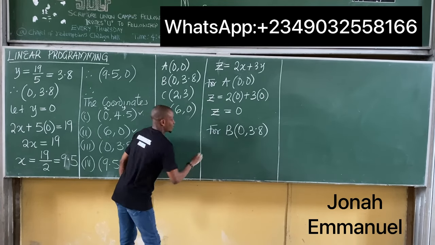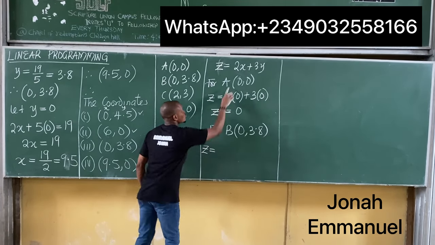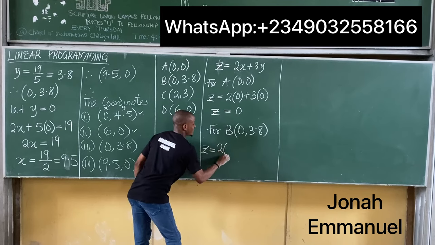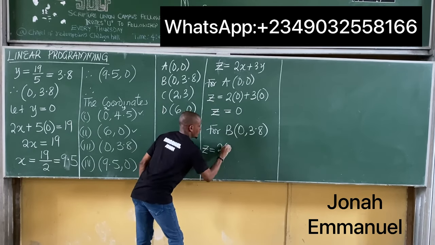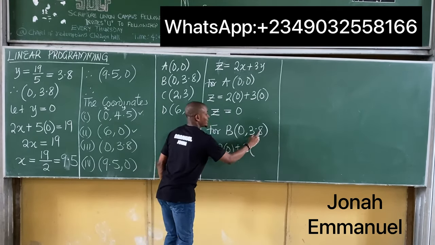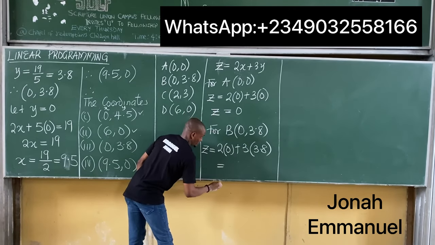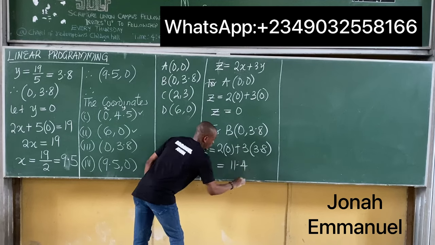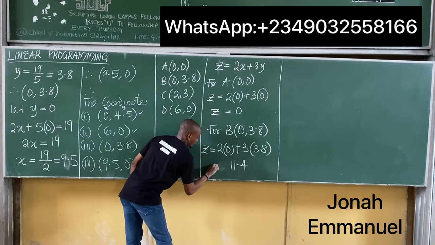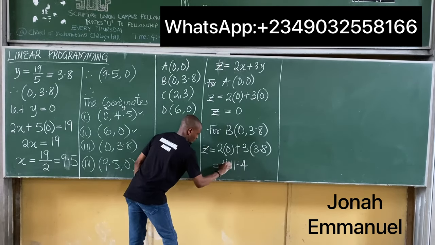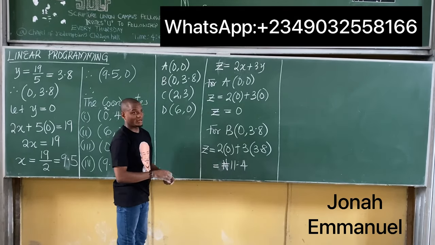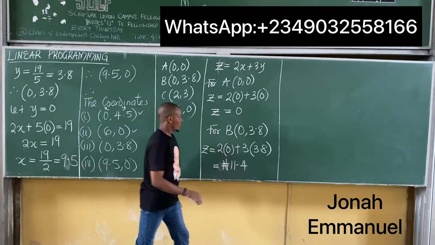The value of Z will be equal to 2 times x, x here is 0, plus 3 times y. Y there is 3.8. That gives you 11.4 Naira.